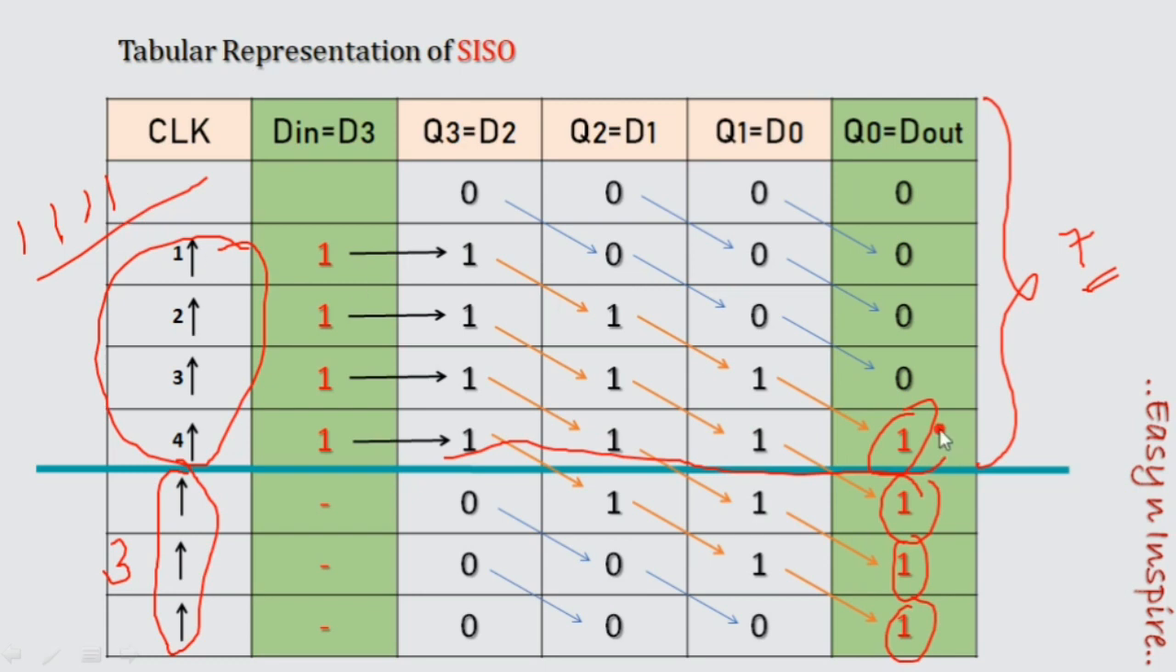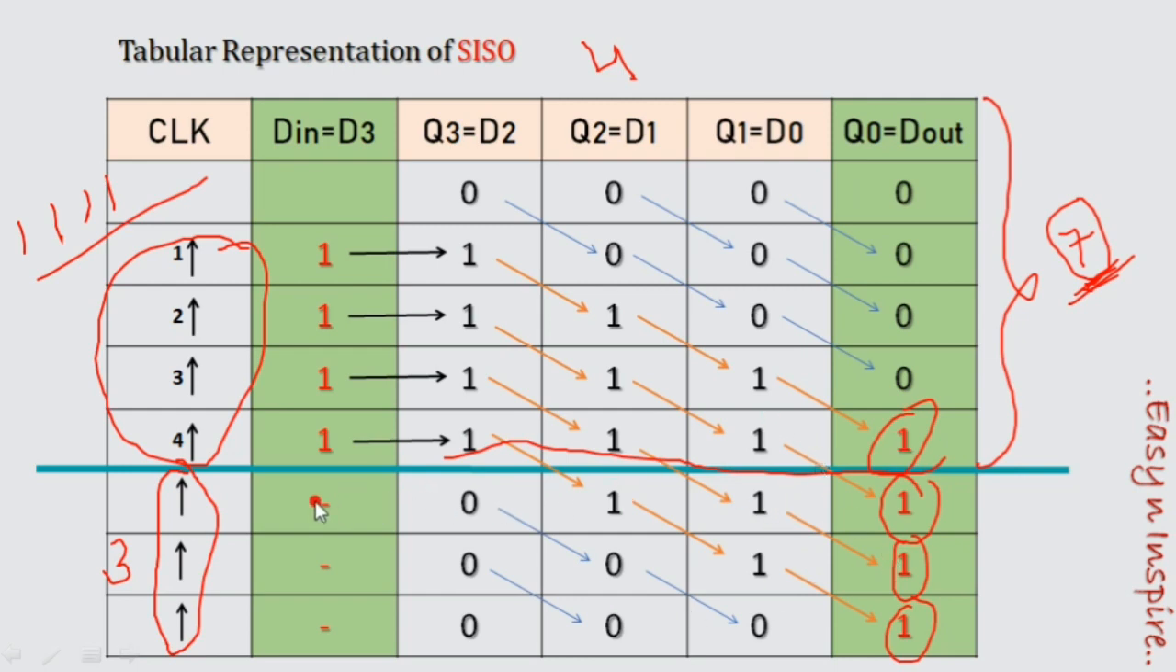Serial input and serial output. Serially I am entering 1 by 1 as input. I got 1 by 1 as output after 7 clock pulses. But in SIPO, only 4 clock pulses are required because data is entered serially and taken parallelly. Here, data is entered serially and taken serially. So total 7 clock pulses are required. This means SISO is slow when compared to SIPO.